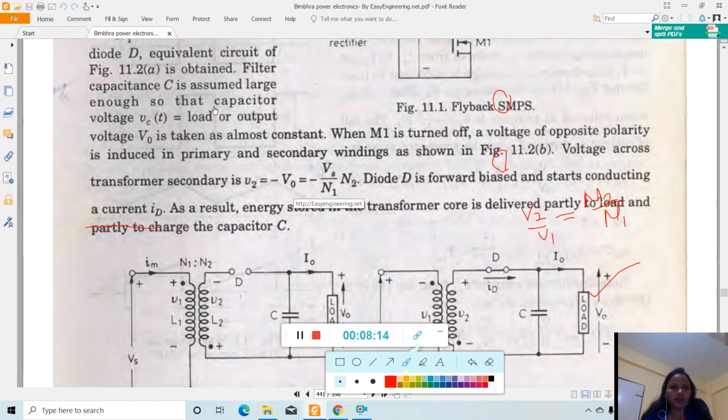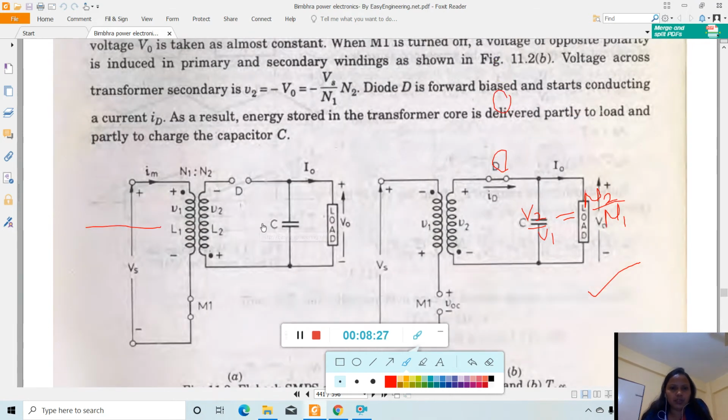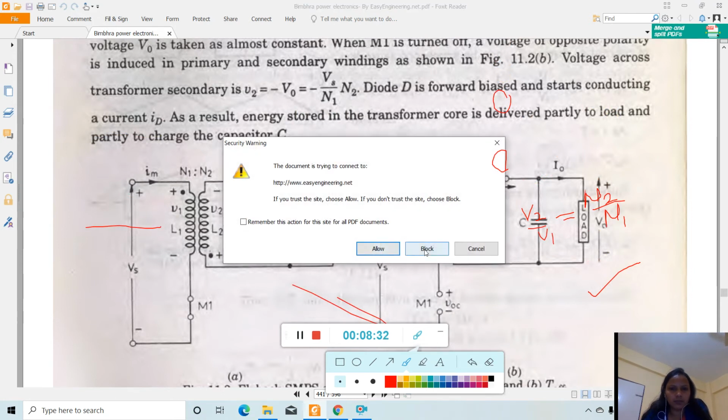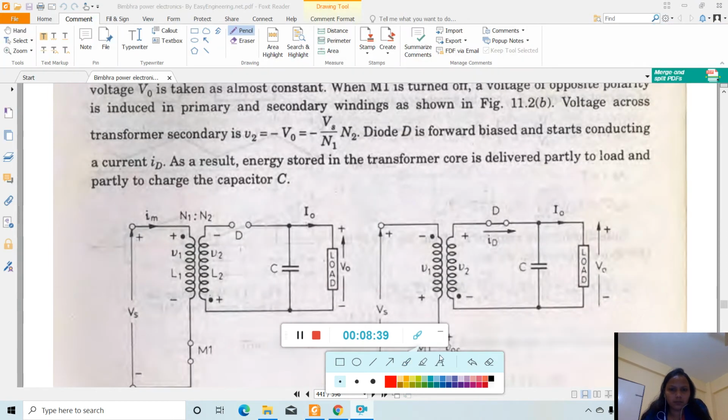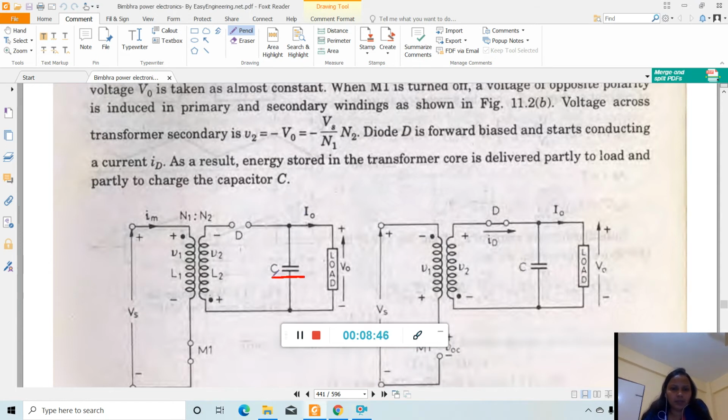The filter capacitance C is assumed large enough so that the capacitor voltage VC is equal to the load or output voltage V0, which is taken as almost constant. So whatever voltage appears across this capacitor, this appears across this load.